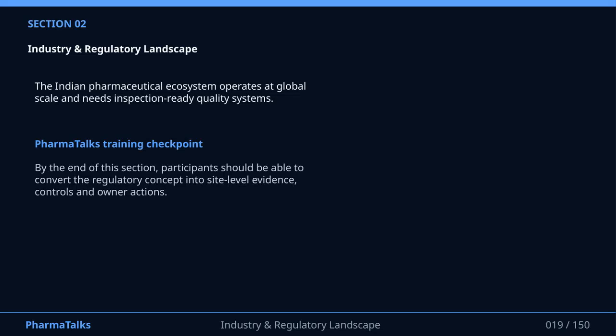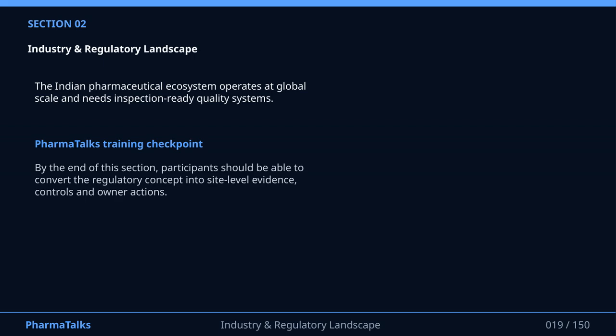In this section, we'll dive into the industry and regulatory landscape of the Indian pharmaceutical ecosystem. India's pharmaceutical sector operates on a global scale, which means it is crucial for companies to maintain inspection-ready quality systems at all times. This ensures compliance not only with local regulations, but also with international standards.